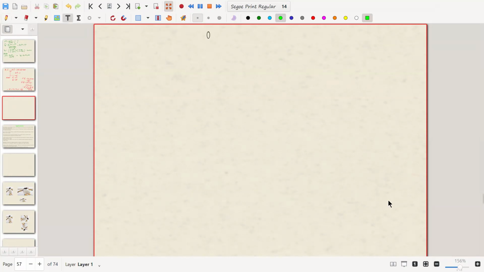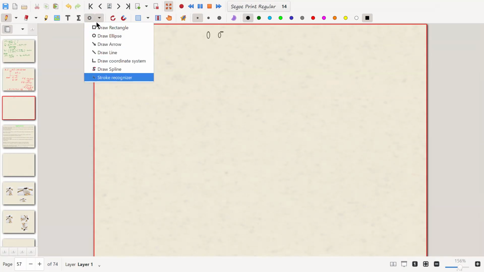Okay. Yeah. So yeah, what happened here? Yeah, suddenly it started drawing circles instead of my writings.